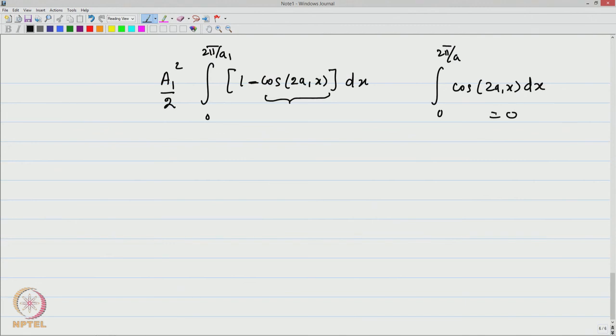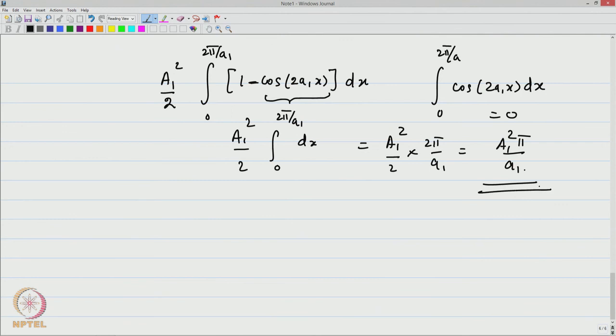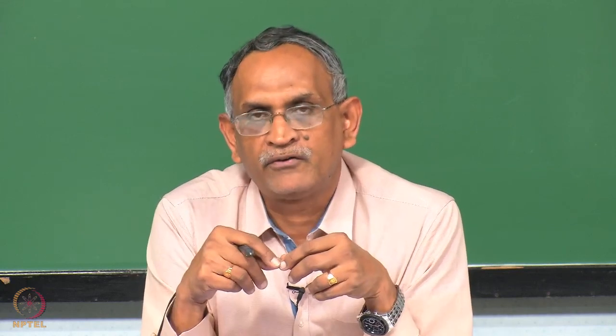So, what is left over is simply a1 square by 2, 0 to 2 pi by a1, and you have dx, which will give you x, and therefore, it gives you a1 square by 2 times 2 pi by a1, or it is a1 square pi by a1. Okay. This is the value of the square of the function, and these are important when we talk about wave functions which are normalizable, or how to normalize a wave function, etc.